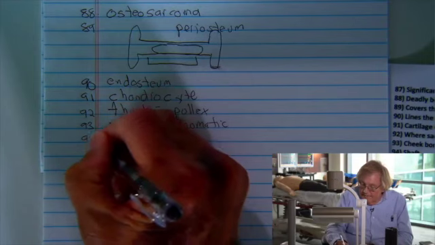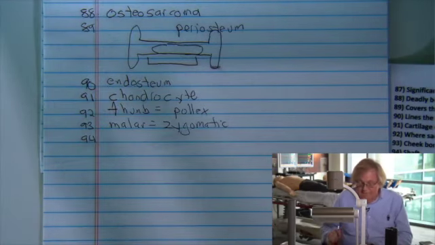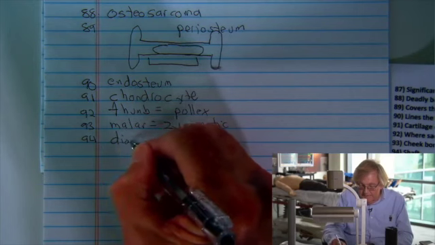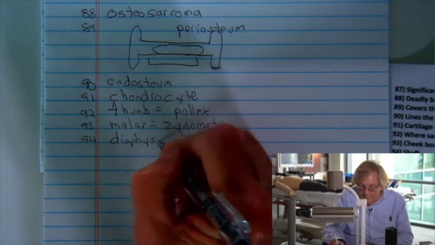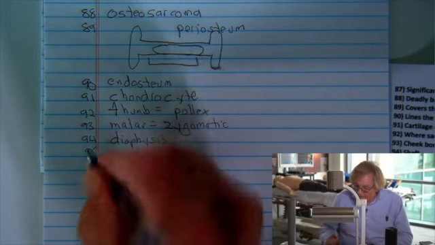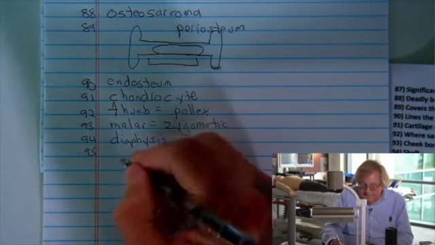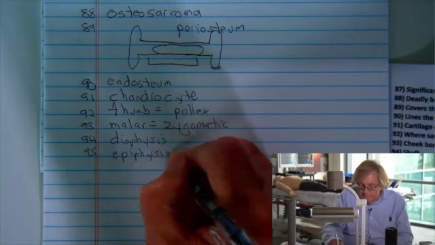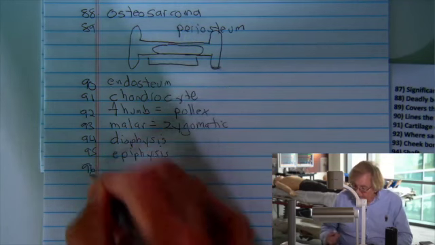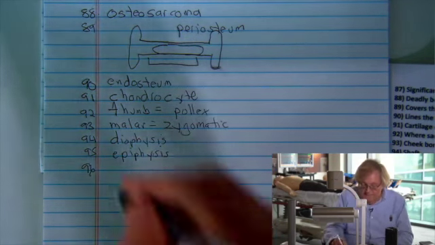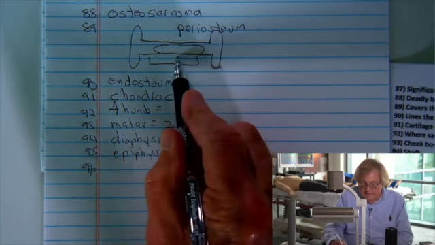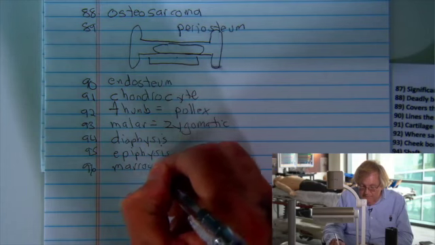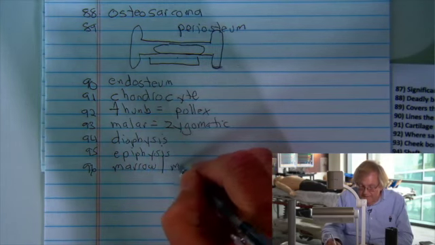94 says shaft. Remember, we've already talked about shaft. That's the diaphysis of the long bone. 95 says end. That's the epiphysis. 96 says shaft cavity. Remember, that's sitting up here again. That's your marrow, but another name for it would be the medullary cavity.